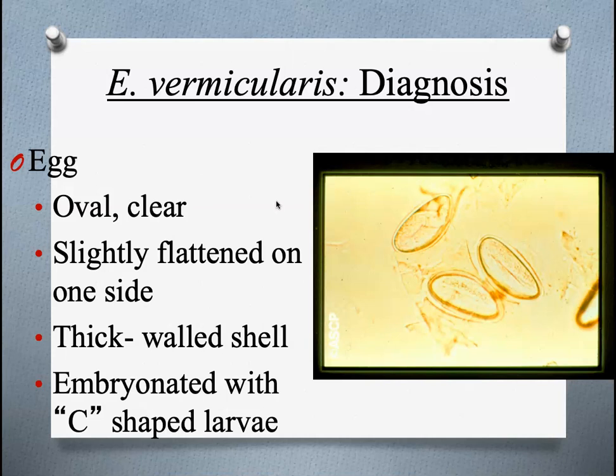It's got a thick two-walled shell to it, and inside of the egg you might be able to see the embryonated C-shaped larva. So here you can see that the larva is folded up into a C shape inside the egg. So these each have a developing larva inside. And the larva is just a juvenile form of the adult worms.